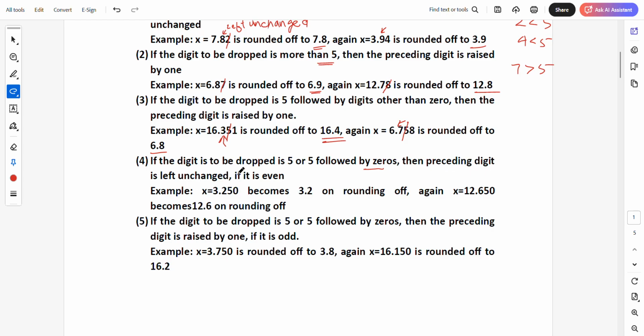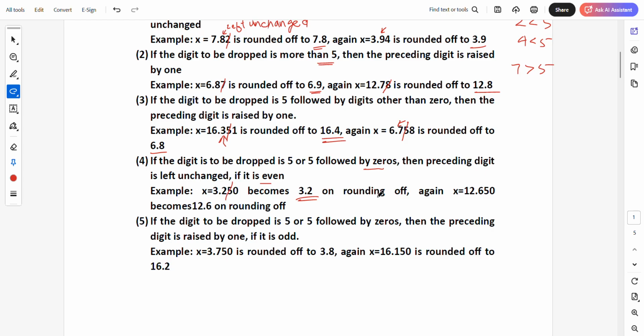Now next, if the digit to be dropped is 5 or 5 followed by zeros, then the preceding digit is left unchanged if it is even. Here x is equal to 3.250. You have planned to drop 5. Here this number 2 is an even number. The digit is left unchanged if it is even. Therefore you will have x equal to 3.2.